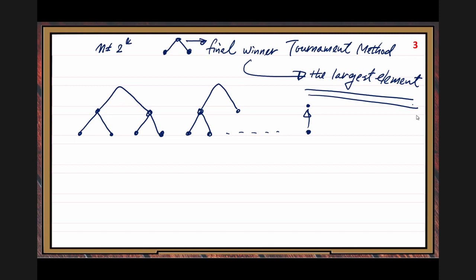A little harder question is: after we identify the largest element, you can assume we have it already, how to find the second largest?